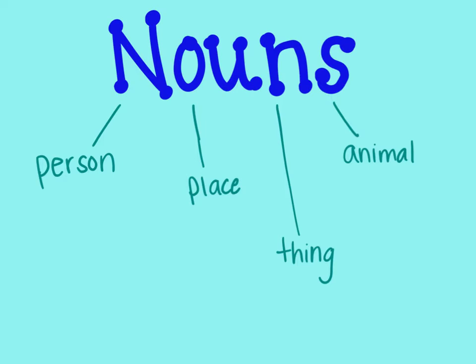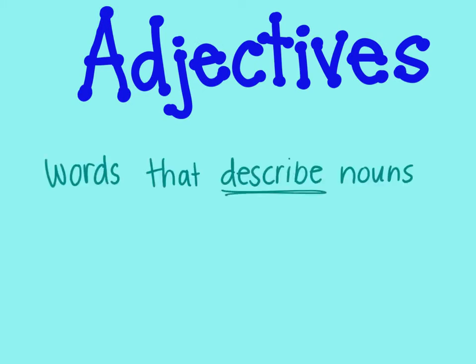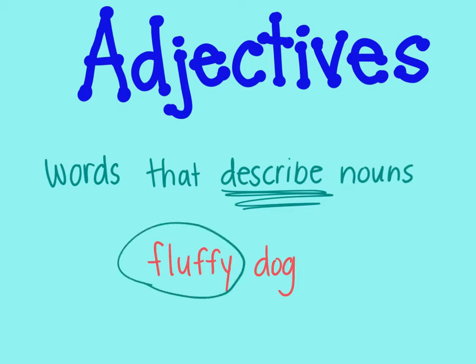Another part of speech are adjectives. Adjectives are words that describe nouns. They tell us more about nouns. For example, fluffy dog. Fluffy is the adjective, and it's describing the noun dog. So adjectives, words that describe nouns.